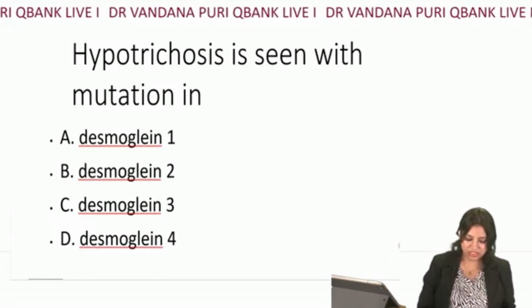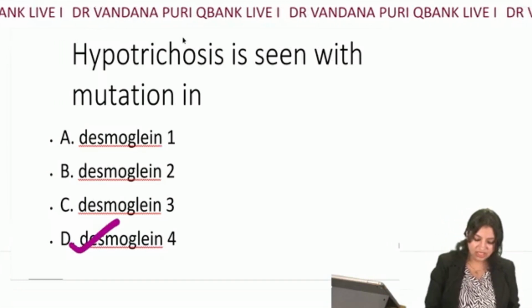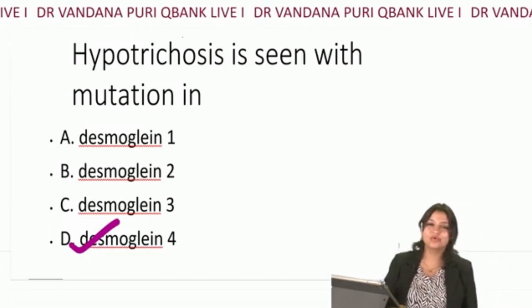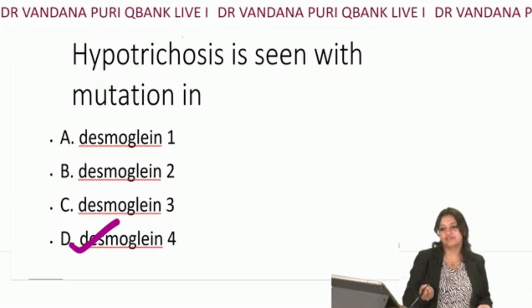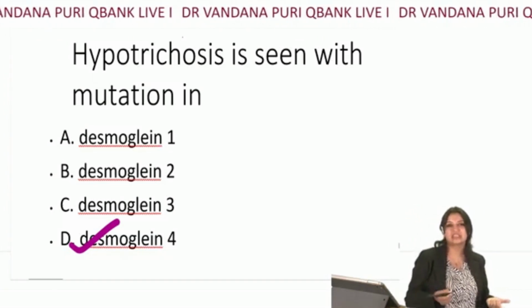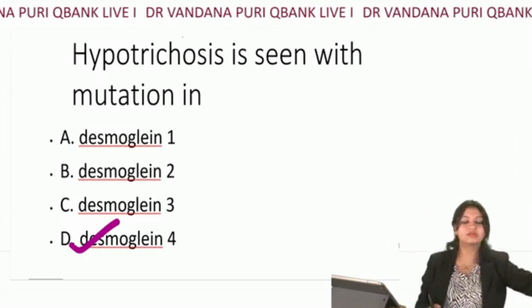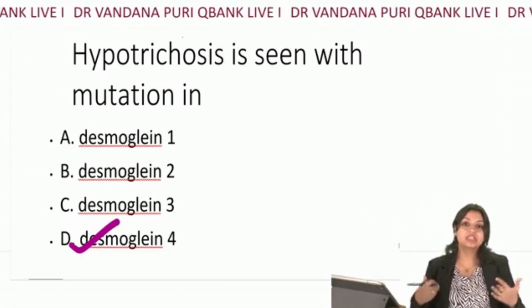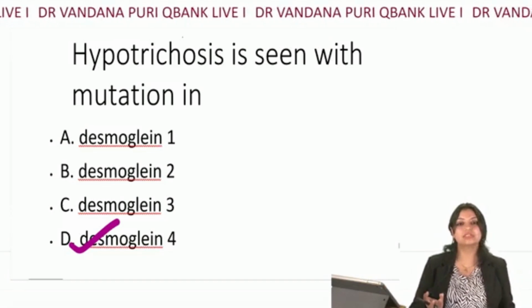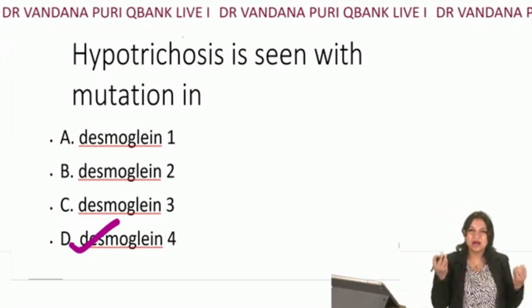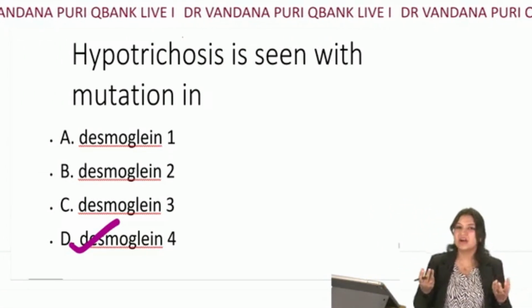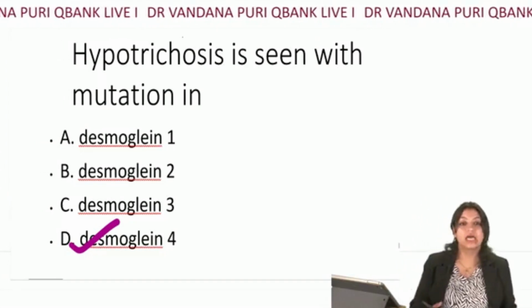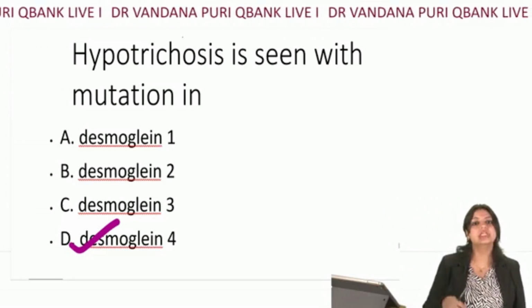So if you know this, your answer is done. Hypotrichosis is seen with, you don't even need to know more. Who is present in hair? Desmoglein 4. So desmoglein 4 will cause hypotrichosis. Everybody knows about hypertrichosis, which is a Y-linked disorder. What is hypotrichosis? That is when the hair is very sparse and fragile. That's hypotrichosis, and it occurs due to mutation of desmoglein 4.